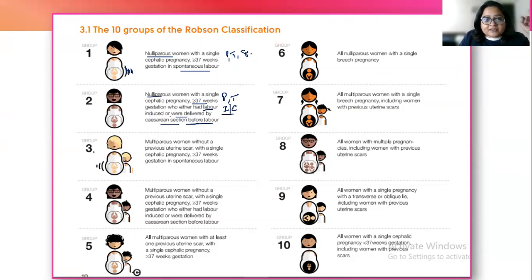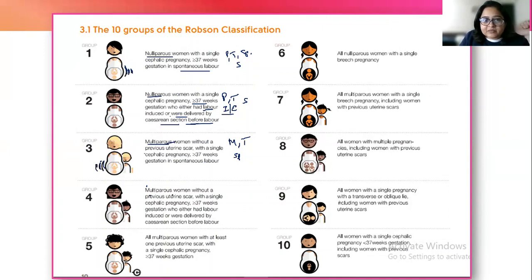Groups 3 and 4 are the same as 1 and 2. The only difference is that she is multiparous. So a multiparous woman, and remember groups 3 and 4 are without previous scars on the uterus. So a multiparous woman without a previous uterine scar with a single cephalic pregnancy. And remember these are all single pregnancies. They are not twins or multiple pregnancy. So this is a multiparous, again term, no scar, single pregnancy, again in spontaneous labor. See the sign that she's in labor. The only difference is she's multiparous. So 1 and 3 are the same. That is primary, this is multi.